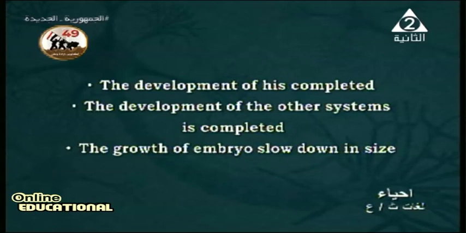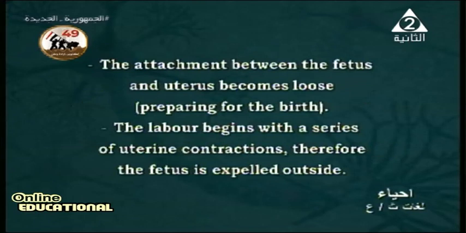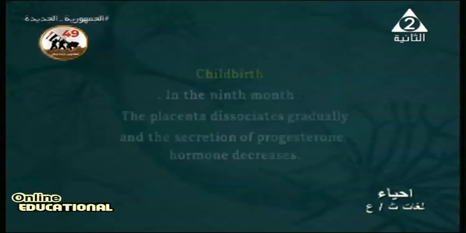But in the first stages, the growth of the baby may be rapid. Then it slows down. The attachment between the fetus and uterus becomes loose, meaning preparing for the birth. Labor begins with a series of uterine contractions, meaning the delivery begins by contraction and relaxation of the uterus to expel the fetus outside the uterus. And this is the end of the pregnancy.